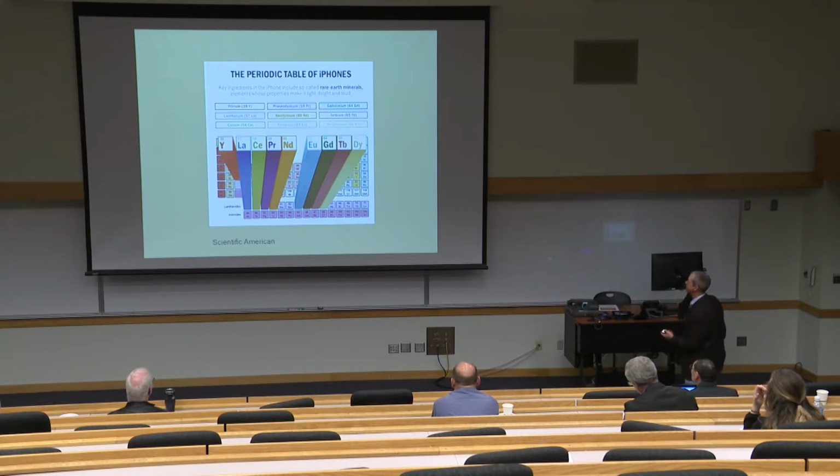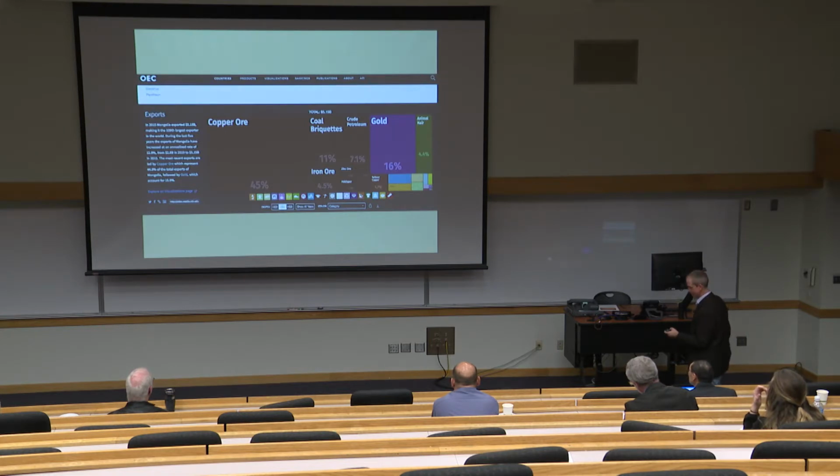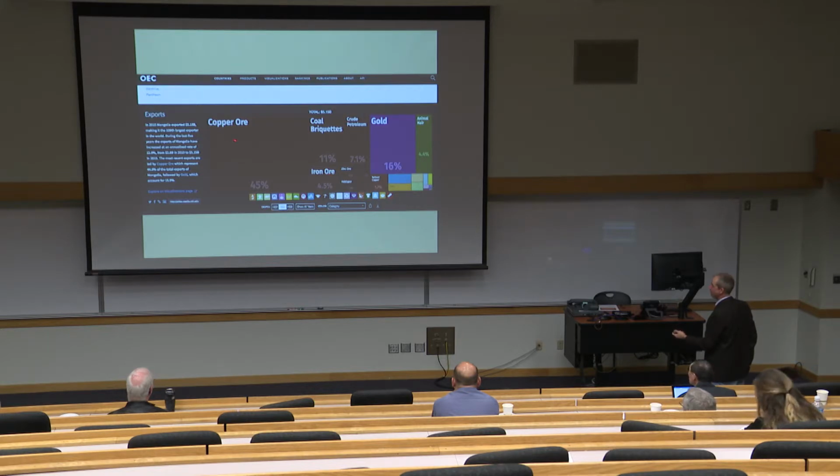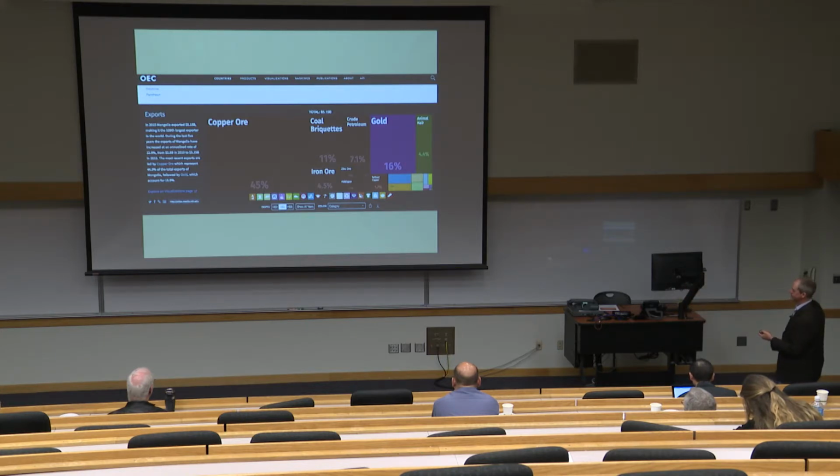Where does this come from? These are rare earth minerals. They come from these mines. And if you look at the various ores that come out of this, none of those are found in very pure form. They have to be refined. And so most of the mines are really going after copper ore first, iron ore, coal, and gold is a really important component too of iPhones and a lot of the electronics that we have. So let's talk a little bit about where these kinds of things come from.